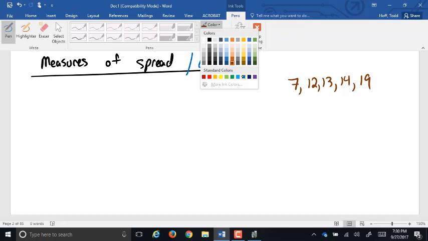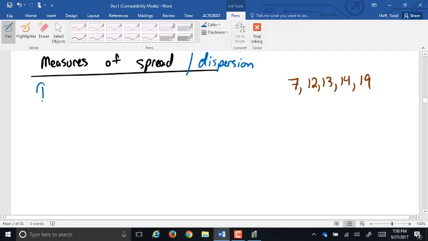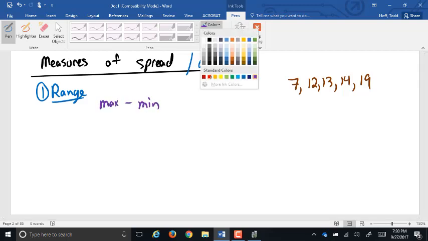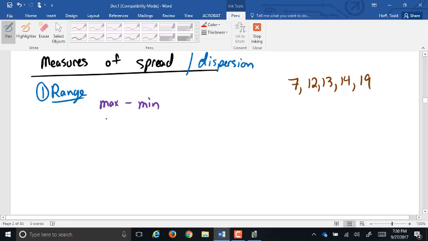One of our first measures of spread, the simplest one, is the range. Now, the last measure of center we talked about was the mid-range. The range itself is very closely related to it. The mid-range, we took the largest, added the smallest, and divided by 2. The range, we take the largest, and we subtract the smallest. That's it. So the largest here is 19. We're going to subtract 7, gives us a range of 12.